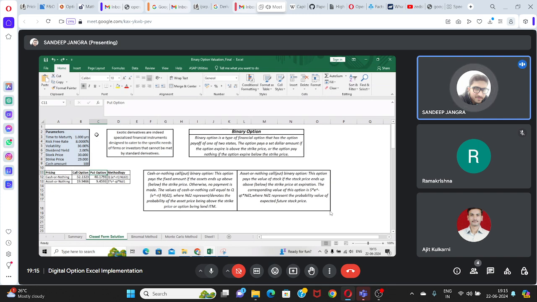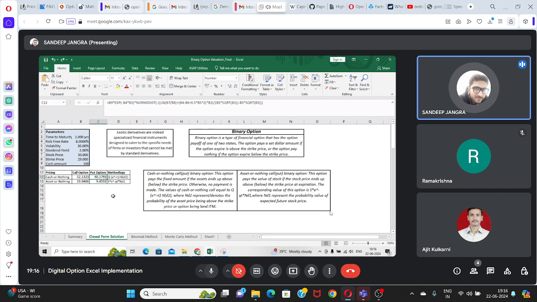So this is the closed form solution. This is the methodology to value the cash or nothing option by its closed form solution. Here Q represents the fixed amount that we will get if the option expires in the money, and we calculate the present value. So we multiply this cash amount by the discount factor, exponential of minus RT, and multiply by N(d2). N(d2) comes from the Black-Scholes formula, and it represents the probability that your option lands in the money.